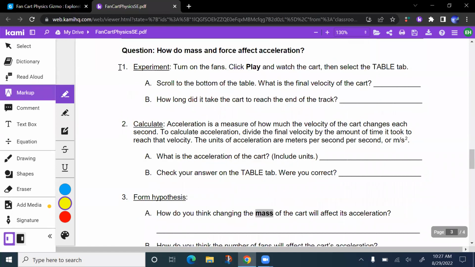Part 2, calculate. Acceleration is a measure of how much velocity the cart changes each second. To calculate acceleration, divide final velocity by the time it took to reach that velocity. The units are meters per second squared. Please take a moment to take the final velocity of the cart divided by the time that it took to reach that velocity and record your answer here. Please make sure you include the proper units of acceleration.